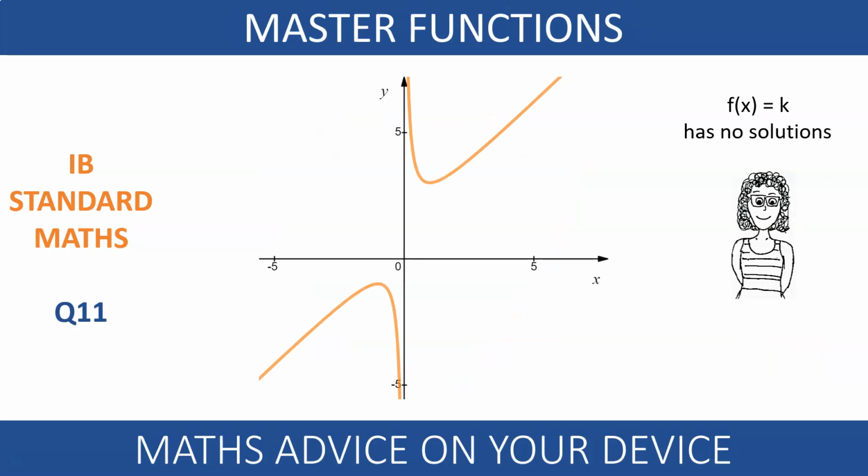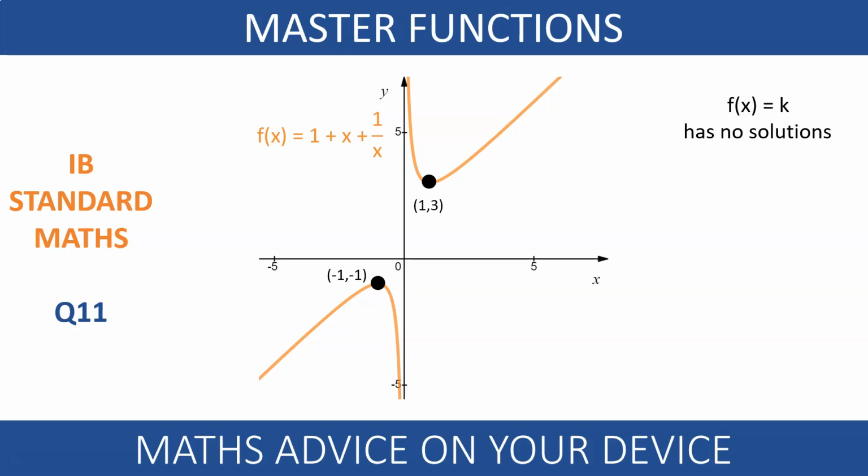This is a 6 marks question. The graph of y equals 1 plus x plus 1 over x is shown below. It has a local maximum at minus 1, minus 1 and a local minimum at 1, 3. Find the range of values of k for which f of x equals k has no solution.